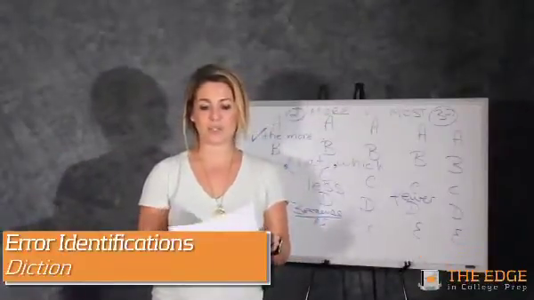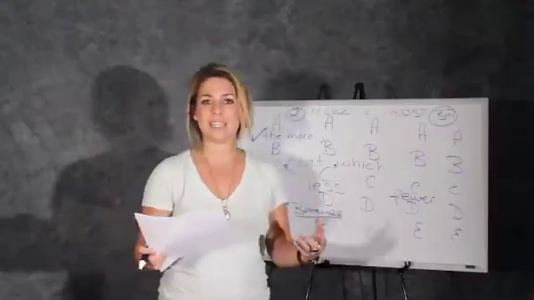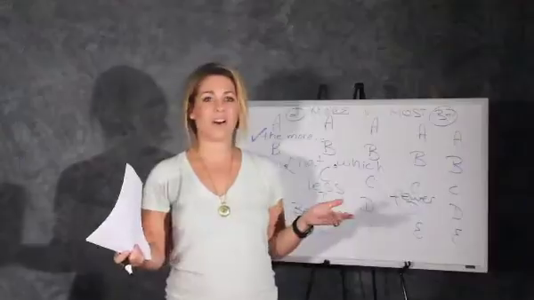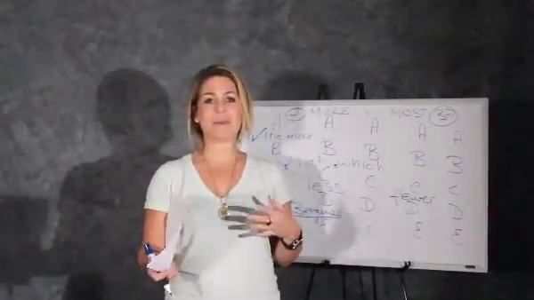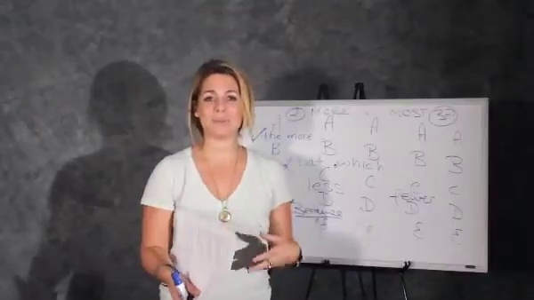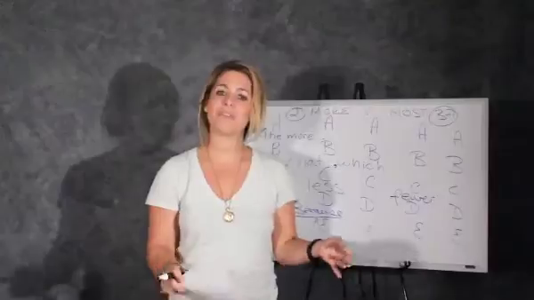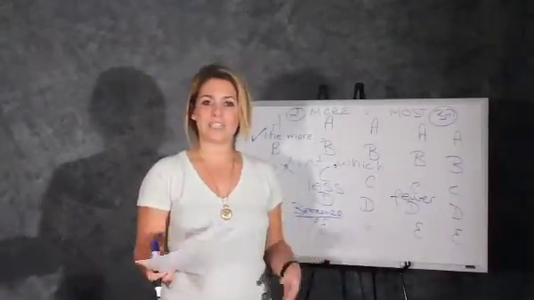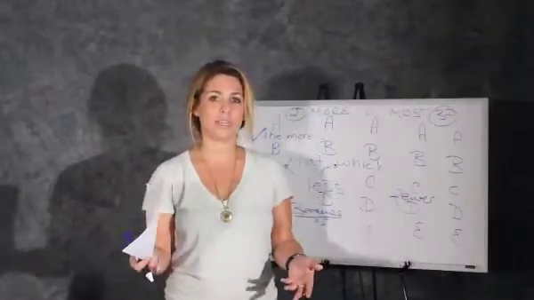Then we get to our next error, which refers to diction. So diction is what I call the cheap error. It's really something that might end up pissing you off when you spot one of these, or more likely when you don't spot it, because it's one of the hardest things to spot on the test. Basically what diction means in terms of a grammar error is wrong word choice.